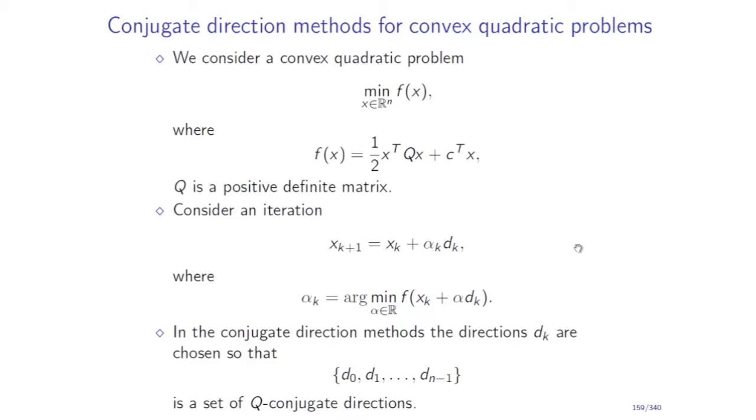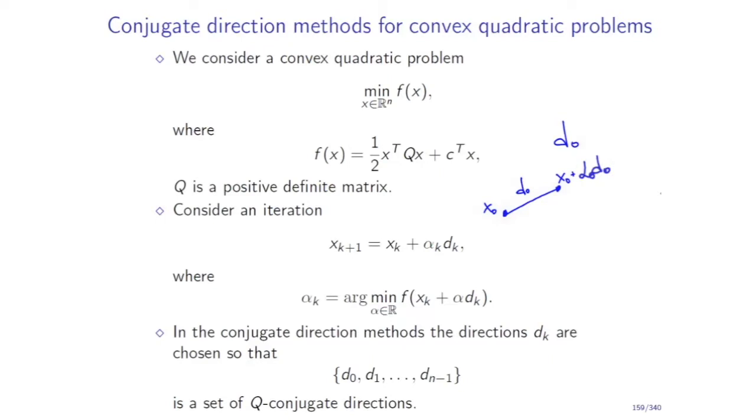What we do in the conjugate direction methods is use a set of Q conjugate directions as the directions along which we move in each step. Let's say I had n Q conjugate directions. The way I would proceed, I would first start moving along the first of these directions, say d0. So say I'm at the point x0 to start with, and then we take the direction d0 and move along it. I would get the point x0 plus some step size alpha times d0.